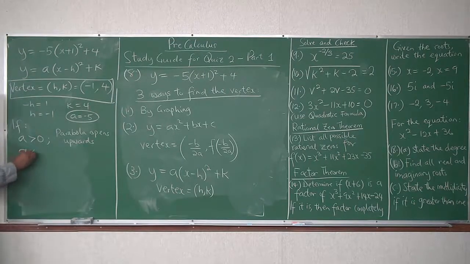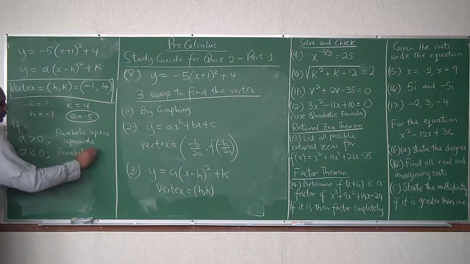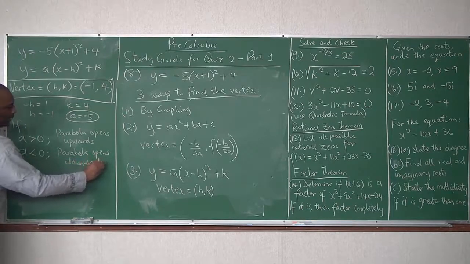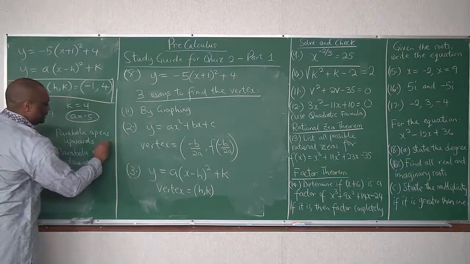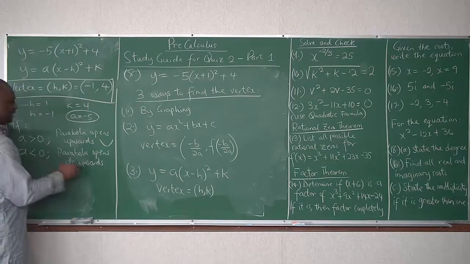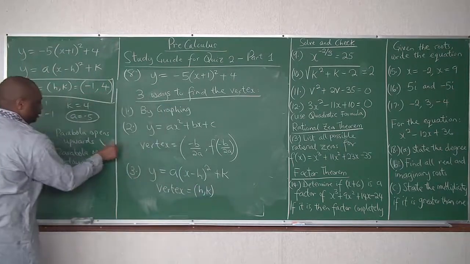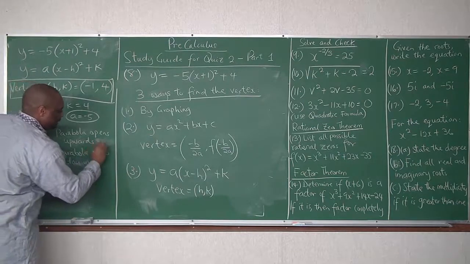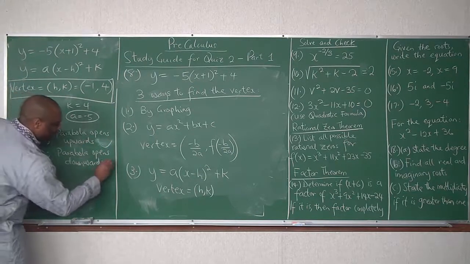Now if a is less than 0, we know that the parabola opens downwards. Here, if the parabola opens upwards, it's going to be like this. Then if a is less than 0, like you have here, the graph is going to be like this.